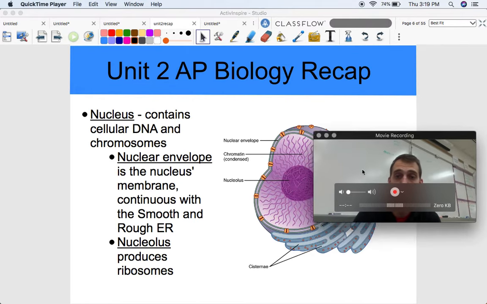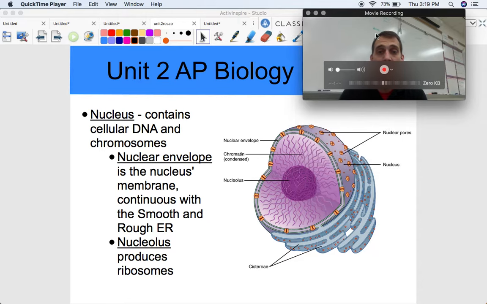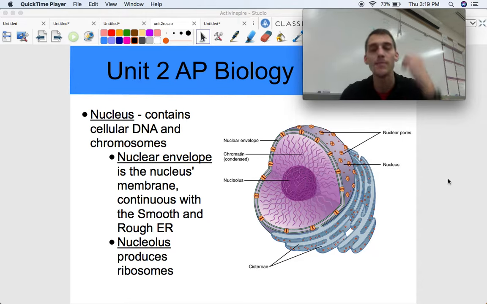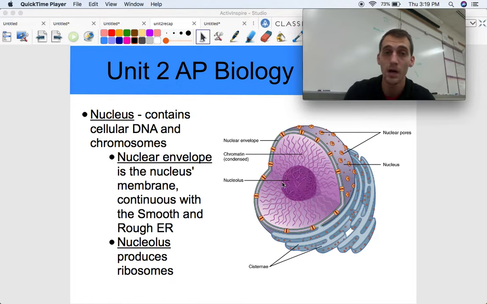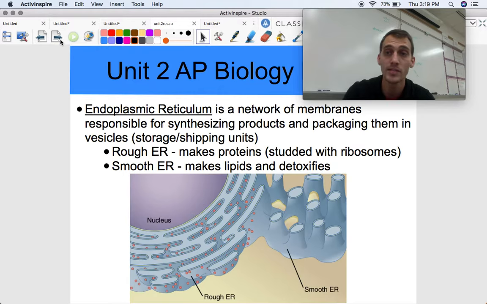The nucleus, as I said before, contains cellular DNA and it contains chromosomes. We're going to spend a lot of time in there in the next couple of units when we get into genetics and genomics and protein synthesis. The nuclear envelope is the nucleus membrane, and it's continuous with the smooth and rough ER, which we're going to look at here in a second. It's a system of membranes surrounding the nucleus. And the nucleolus, the innermost part of the nucleus, produces ribosomes, and that's pretty much your anatomy of the nucleus. And again, that is only in eukaryotic cells.